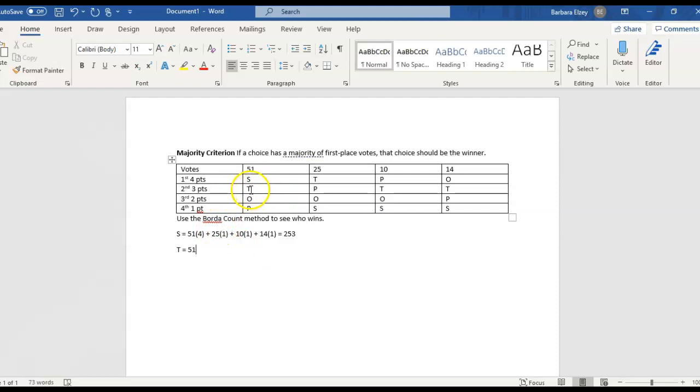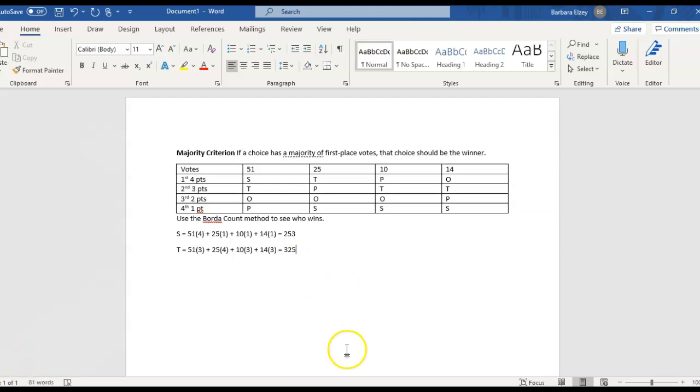All right, so 51. And let's notice T is in second place, so that's 3 points. For the 25, T is in first place, so that's 4 points. For the 10, T is in second place, so that's 3 points. And finally, for the 14, T is in second place, so that's 3 points. And let's add that up. That gives a count of 325.